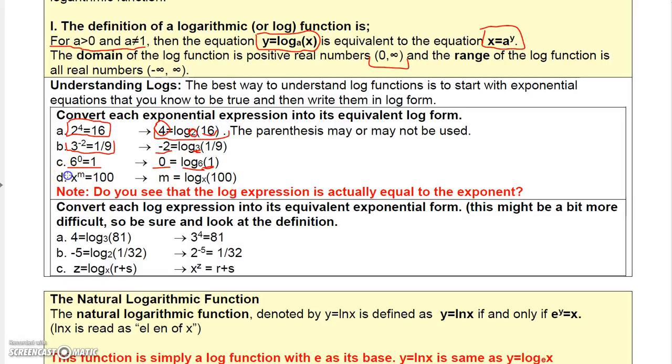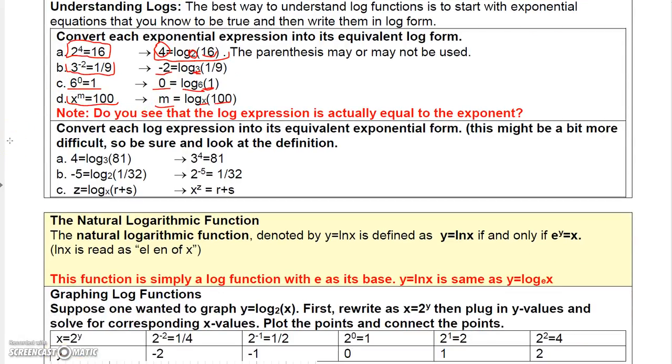And then finally, I can give you a little more abstract example. I can say x to some m power equals 100. Well, m is what the log must equal. Since over here the base is x, here the base would be x, and over here the 100 is going to be the argument. So this says x to what power equals 100. I don't know the answer, so I'm just putting m there.